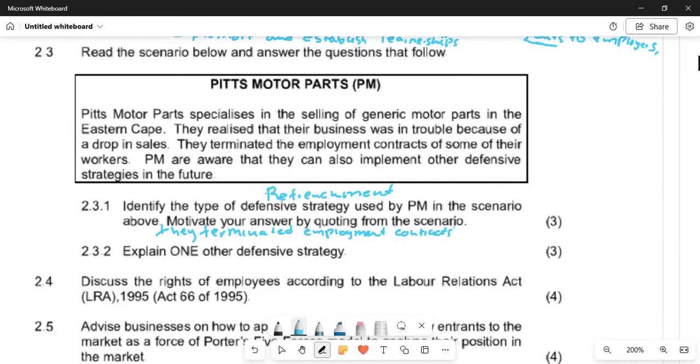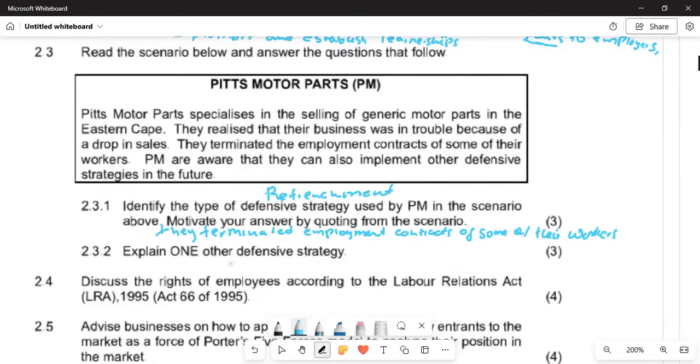Employment contracts of some of their workers. That is that. So that is how we were to attend to this question.